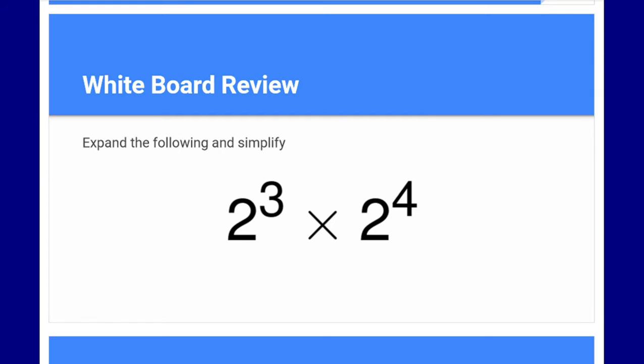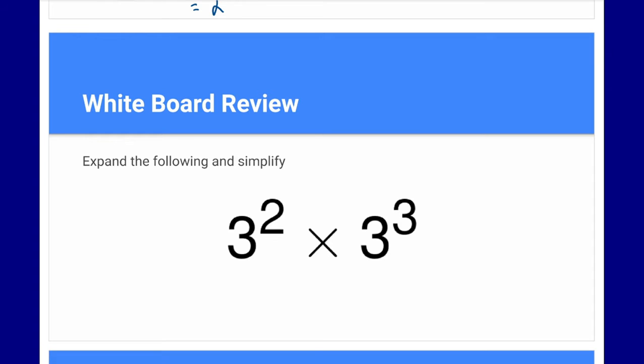So if I look at 2 to the power of 3, what does that actually mean? Well, 2 to the power of 3 means 2 times 2 times 2. And then that's going to multiply 2 to the power of 4, which is 2 times 2 times 2 times 2. I've expanded it here. I can simplify this because I have 1, 2, 3, 4, 5, 6, 7 2's all multiplied by each other. And a simpler way of doing that is just saying 2 to the power of 7.